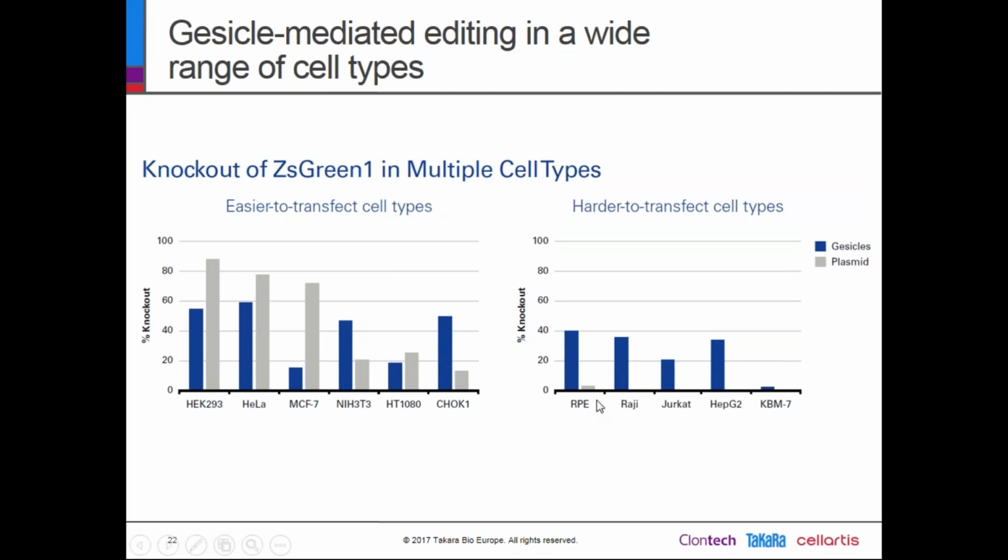And now the most interesting cell types are, of course, those that are very difficult to transfect. Here you can clearly see that we could achieve good gene editing efficiencies of 20 to 30% with the jasicles, whereas plasmid gave really very low or nonexistent gene editing efficiencies. The only cell line which was really very resistant to any type of editing was the KBM7 cell line.